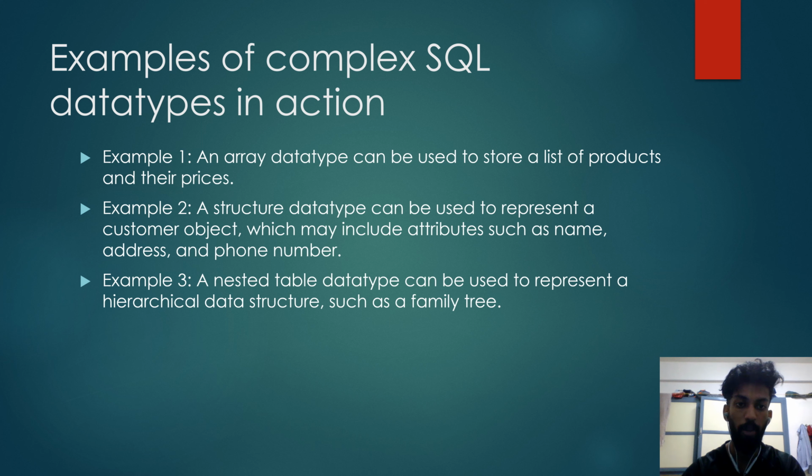Now let us discuss some examples of complex SQL data types in action. Example 1. An array data type can be used to store a list of products and their prices. Example 2. A structured data type can be used to represent a customer object, which may include attributes such as name, address, and phone number. Example 3. A nested table data type can be used to represent hierarchical data such as a family tree.